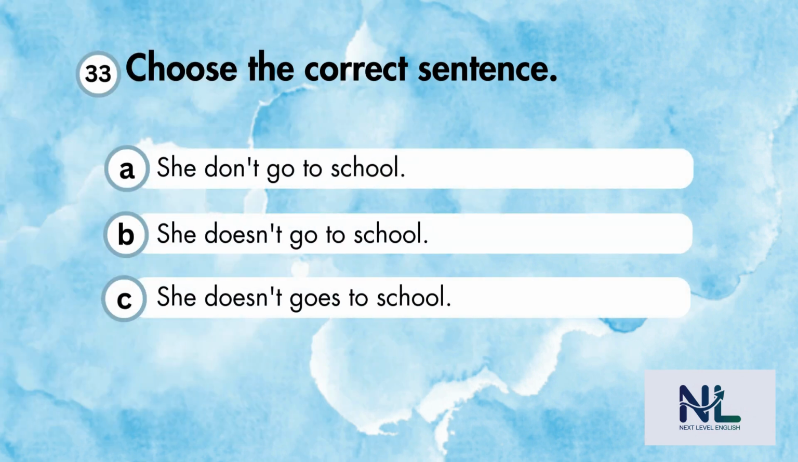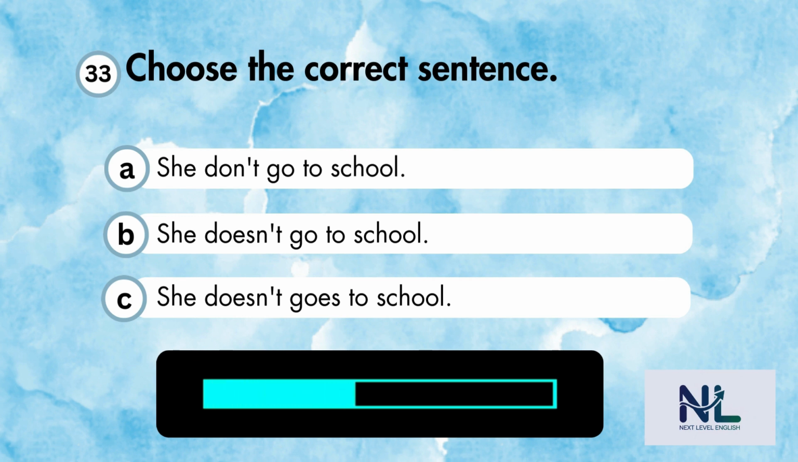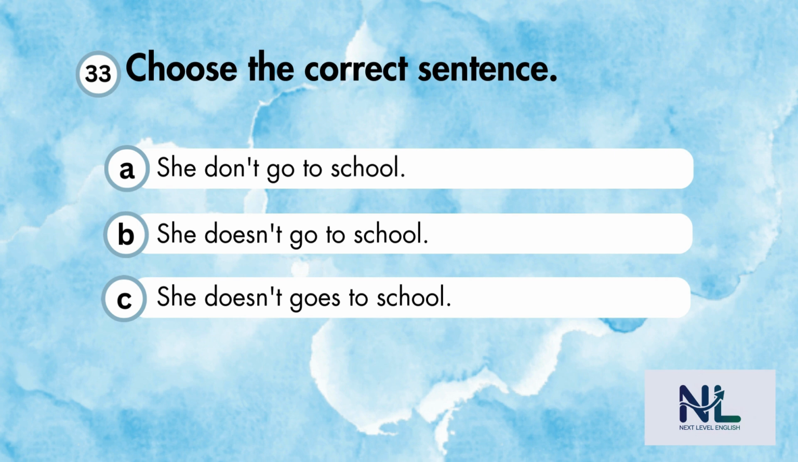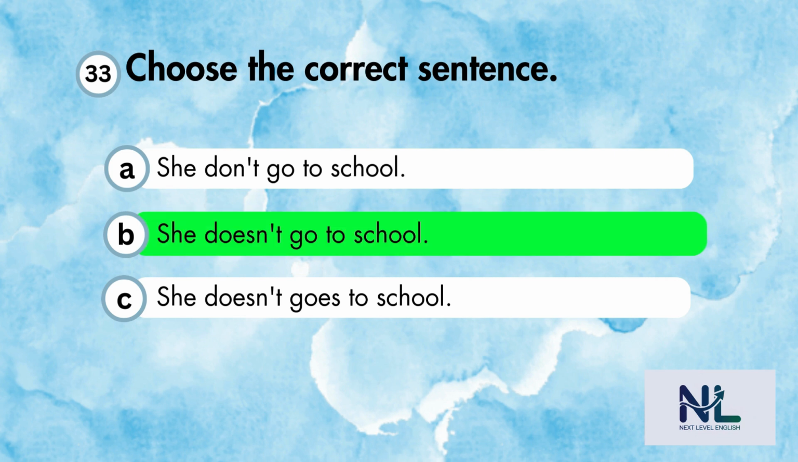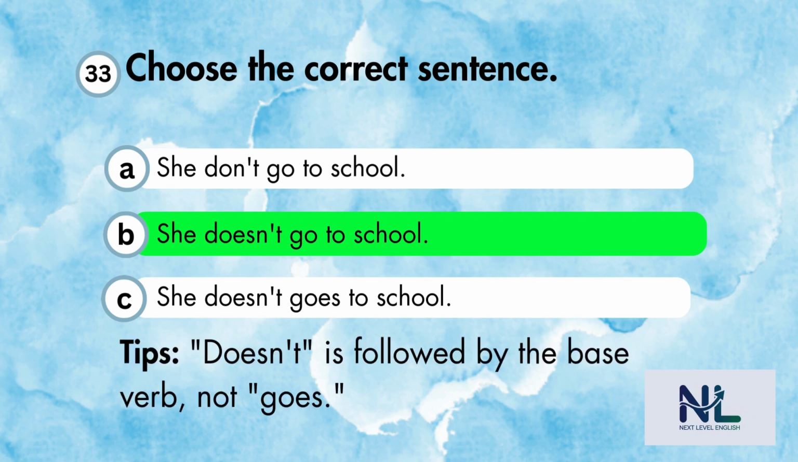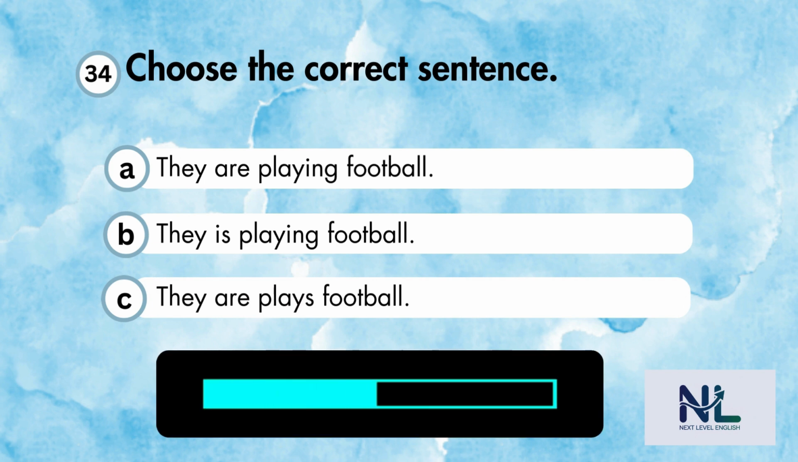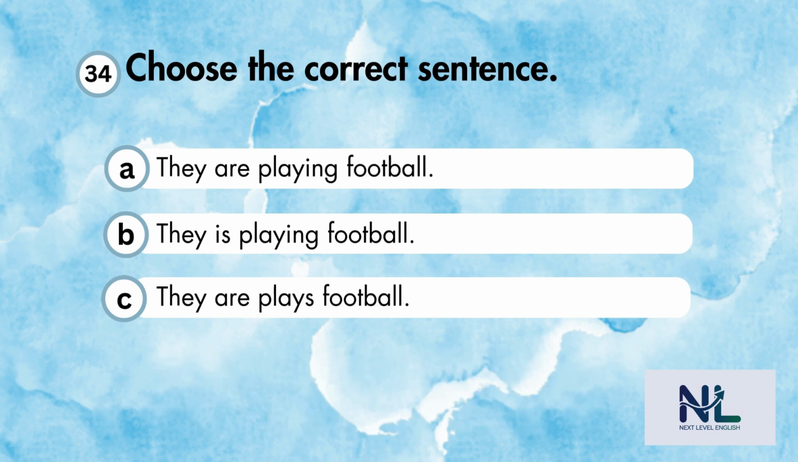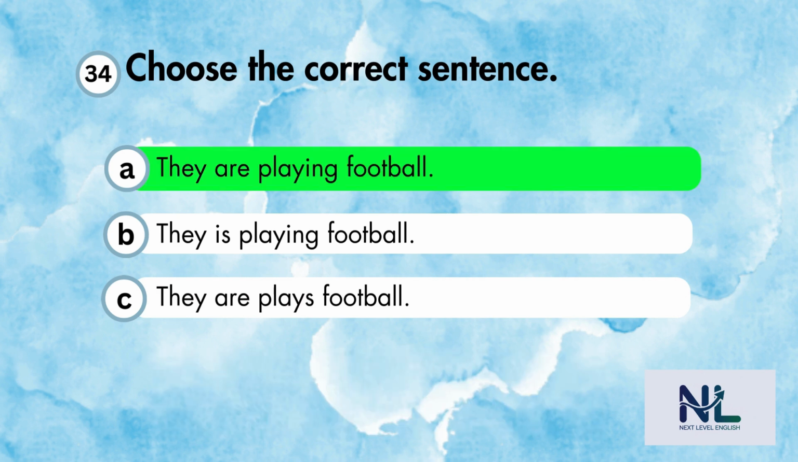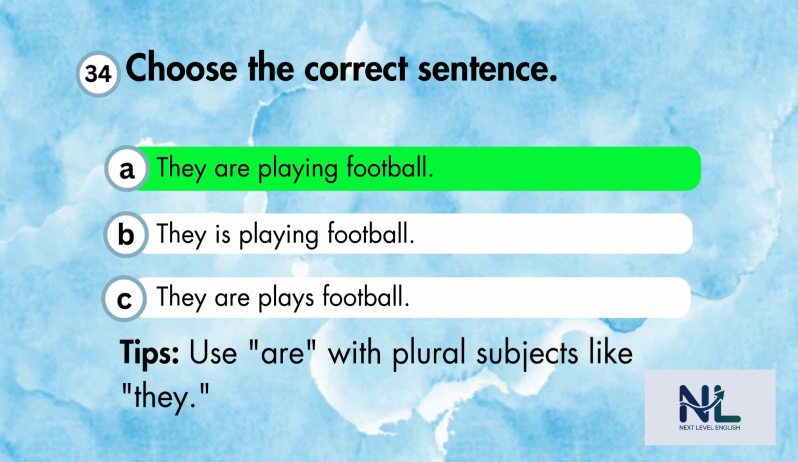33. Choose the correct sentence. She doesn't go to school. Tips: doesn't is followed by the base verb, not goes. 34. Choose the correct sentence. They are playing football. Tips: use are with plural subjects like they.